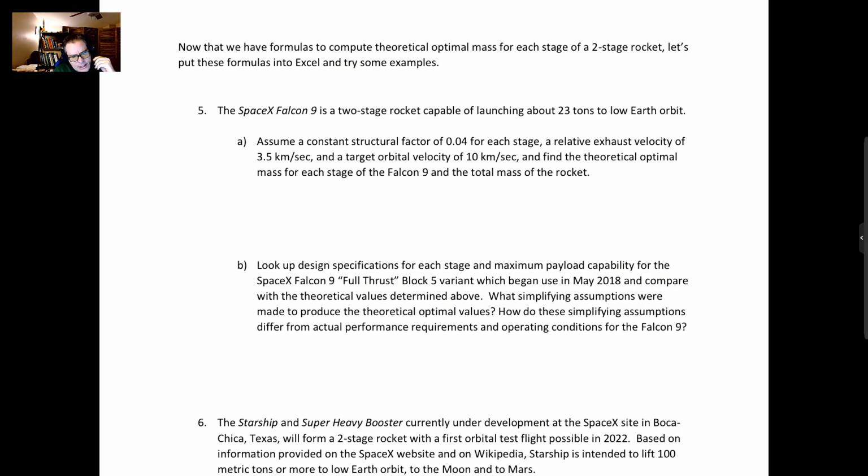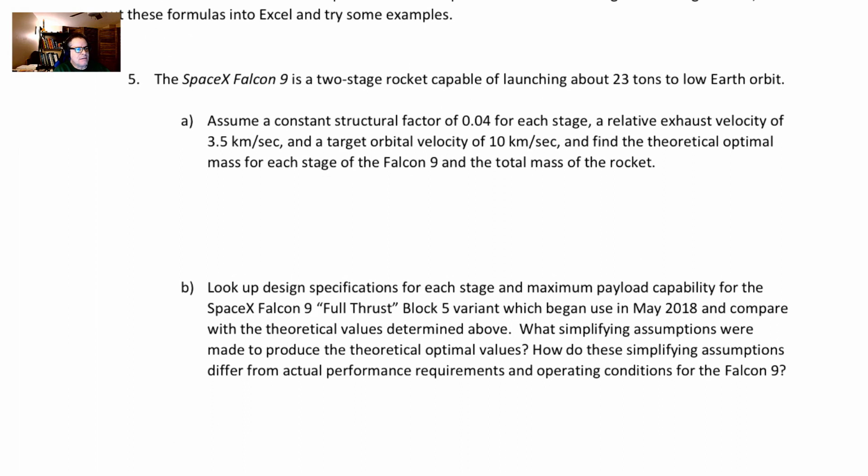Okay, so now let's take a look at an example. This question number 5 here. The SpaceX Falcon 9 is a 2-stage rocket capable of launching about 23 tons to low Earth orbit. Part A, assume a constant structural factor of 0.04 for each stage, and a relative exhaust velocity of 3.5 kilometers per second, and a target orbital velocity of 10 kilometers per second.